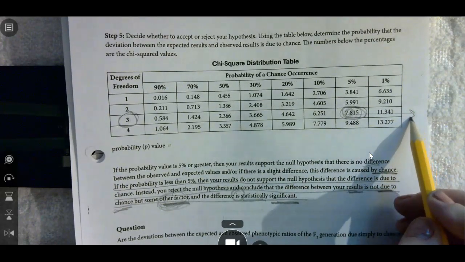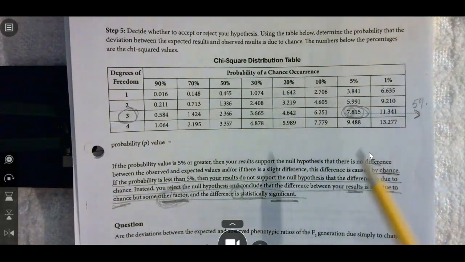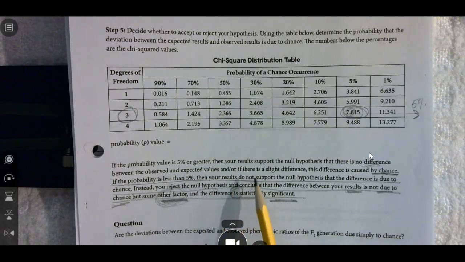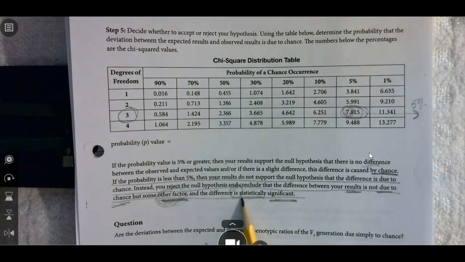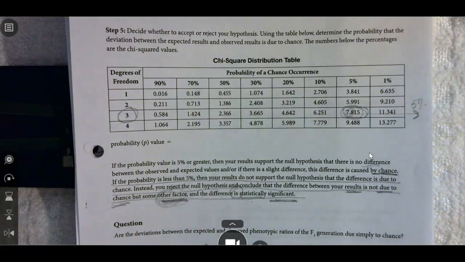We're going to keep going this way until we hit the number 54, right? That means we're going to have a much less than 5% chance that our results support the null hypothesis. And the difference is due to something else, some other factor. We reject the null hypothesis and conclude that the difference between our results is not due to chance, but some other factor. And the difference is statistically significant. All right, that feels like a lot of doublespeak.